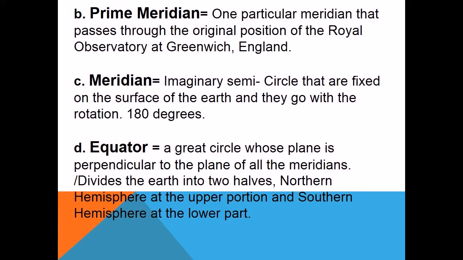C. Meridian: imaginary semicircles that are fixed on the surface of the Earth, and they go with the rotation, 180 degrees. D. Equator: a great circle whose plane is perpendicular to the plane of all the meridians. It divides the Earth into two halves, the northern hemisphere at the upper portion and the southern hemisphere at the lower part.